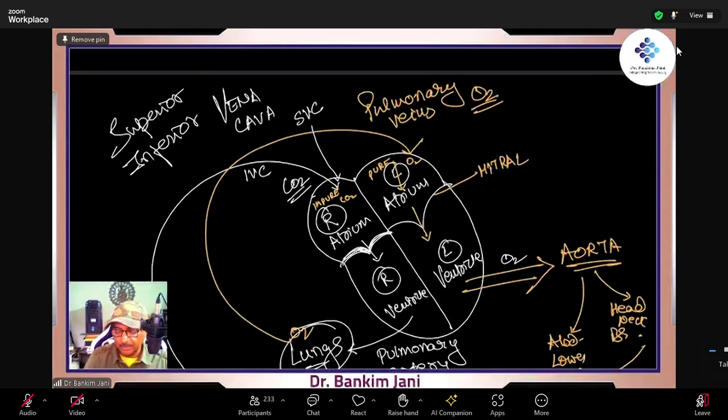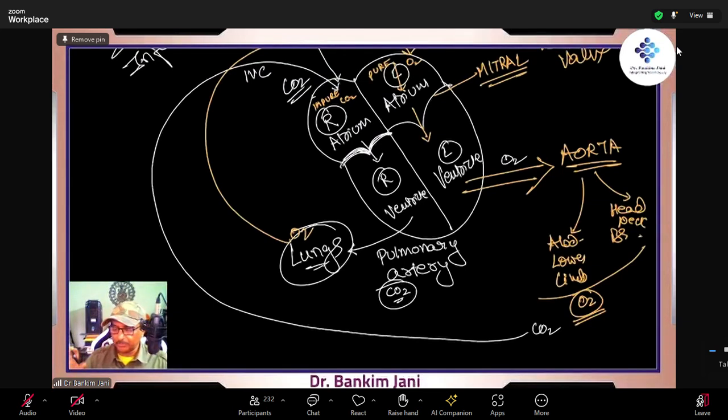The mitral valve, right? It is called the mitral valve, which is a bicuspid valve. And then from the mitral valve, it will go to the left ventricle and the journey continues, right? And then on to the left ventricle and on to the aorta. This is what is called the normal cardiac circulation.